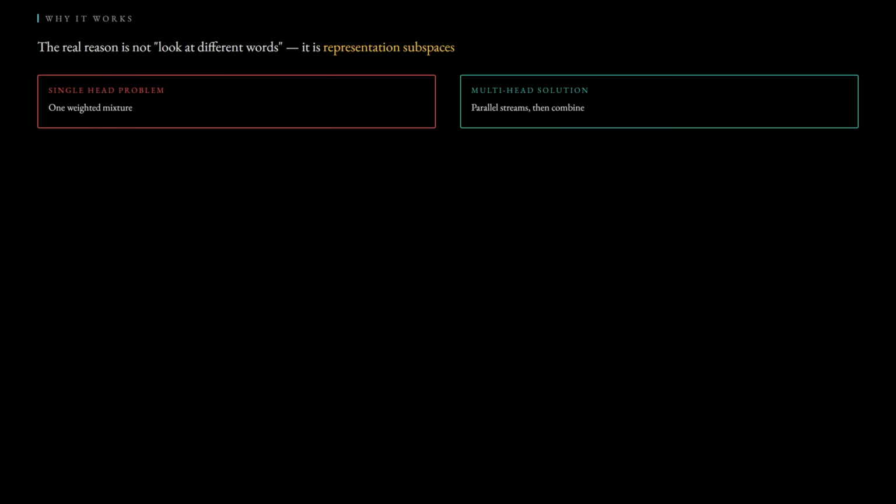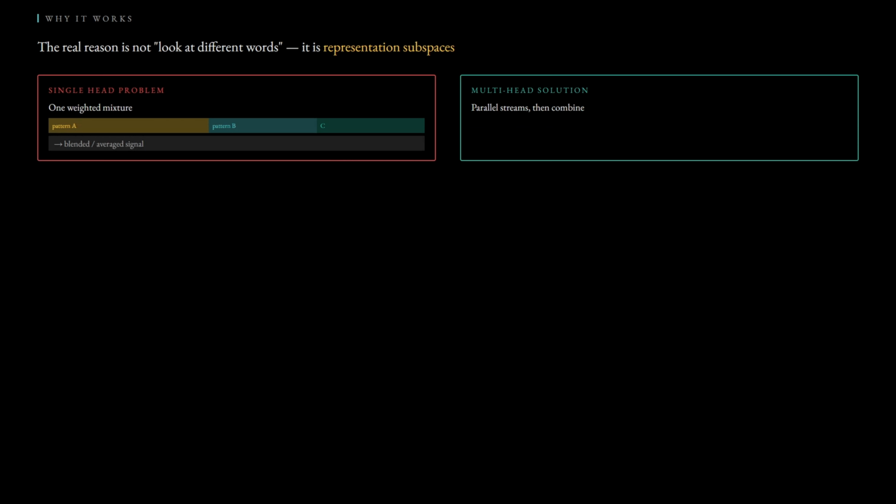The formula tells us what happens. This slide explains why it produces better representations. The key claim is on the screen. The real advantage is not that the heads look at different word positions. The real advantage is that the heads operate in different representation subspaces, and the consequence of that is profound.